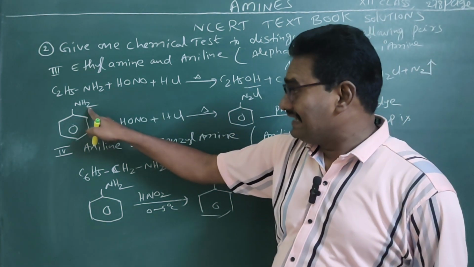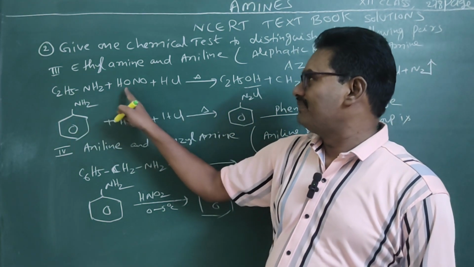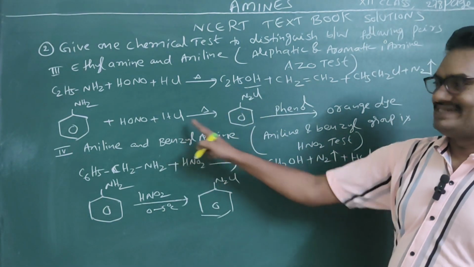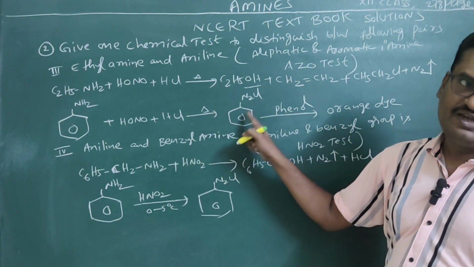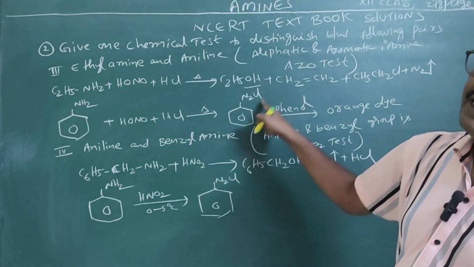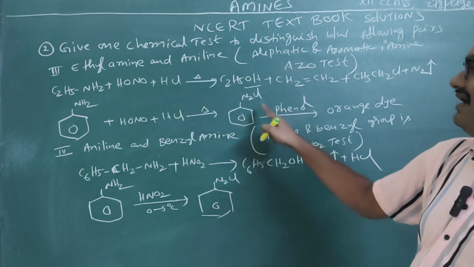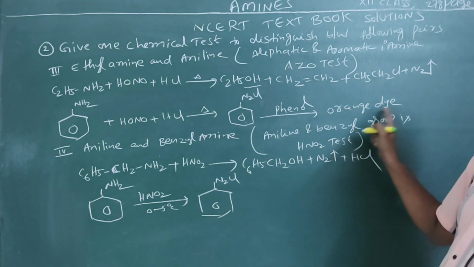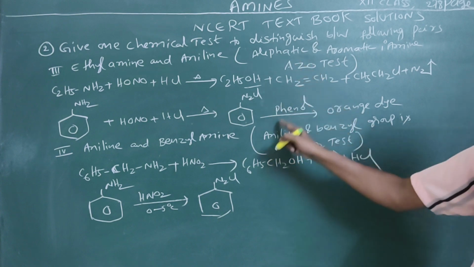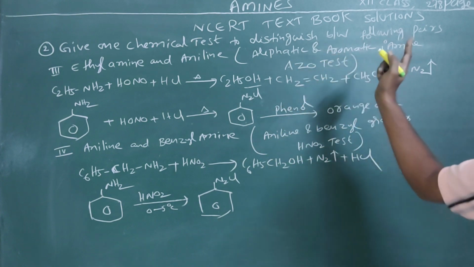By adding HNO2 and HCl to aniline, the aromatic primary amine, diazotization occurs. Benzene diazonium chloride is formed. On reaction with phenol, an orange dye is formed. By using this test, it is called the azo dye test, or azo test.